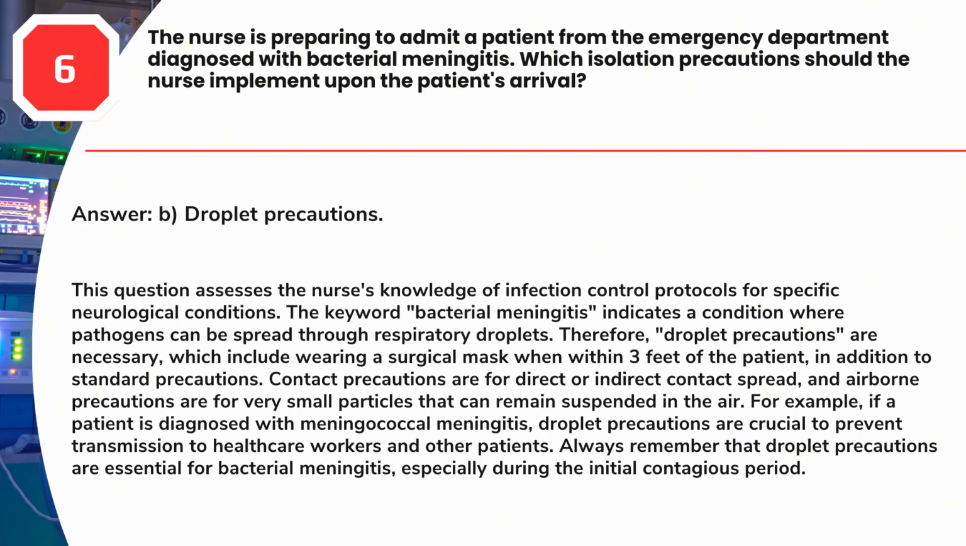Answer B. Droplet precautions. This question assesses the nurse's knowledge of infection control protocols for specific neurological conditions. The keyword bacterial meningitis indicates a condition where pathogens can be spread through respiratory droplets. Therefore, droplet precautions are necessary, which include wearing a surgical mask when within 3 feet of the patient, in addition to standard precautions. Contact precautions are for direct or indirect contact spread, and airborne precautions are for very small particles that can remain suspended in the air.